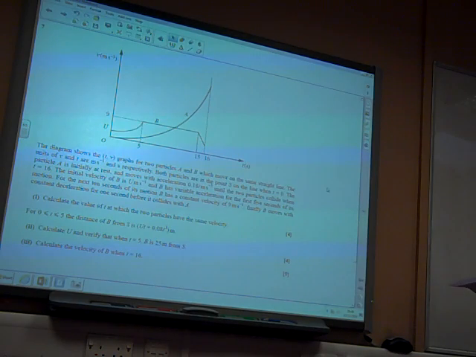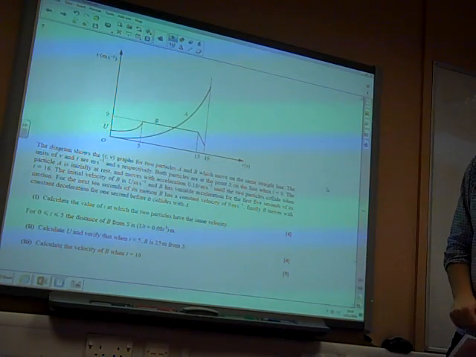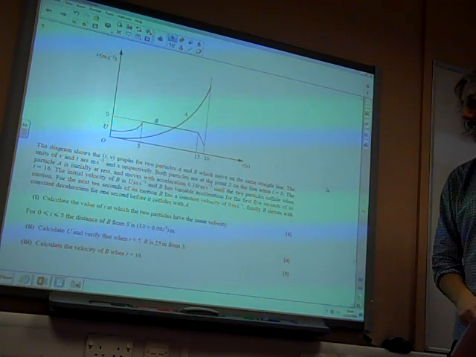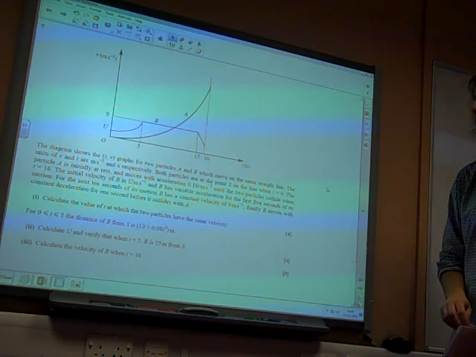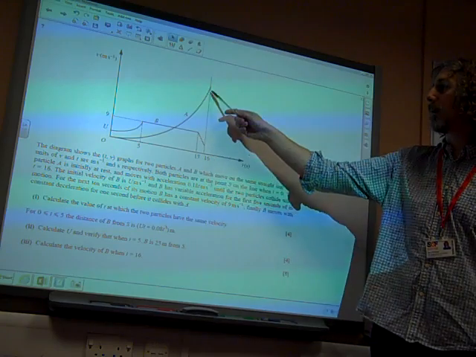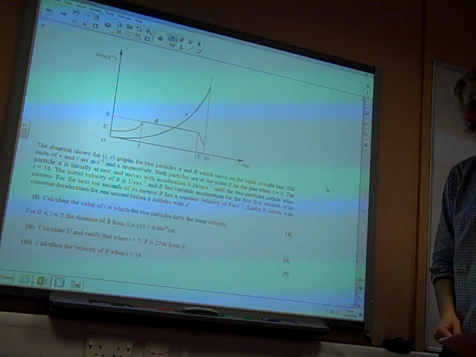Particle A is initially at rest and moves with acceleration 0.18 t meters per second squared until the two particles collide when t is 16. So this is the point where the two particles collide. The initial velocity of B is u.